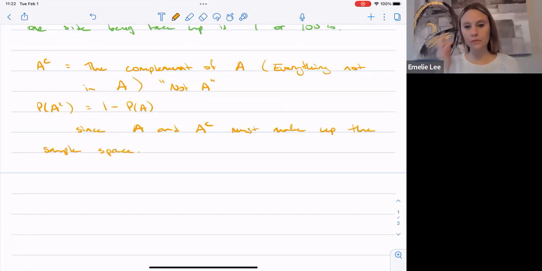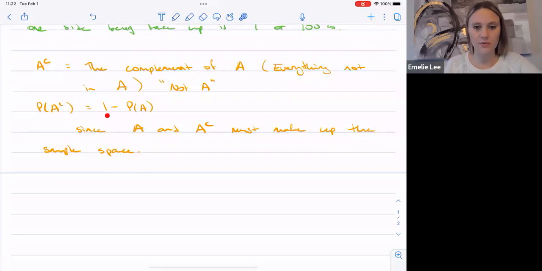Right? So we kind of go back to the sample space definition, which has a probability of what? 1, right? And that's where this 1 comes from. Okay.